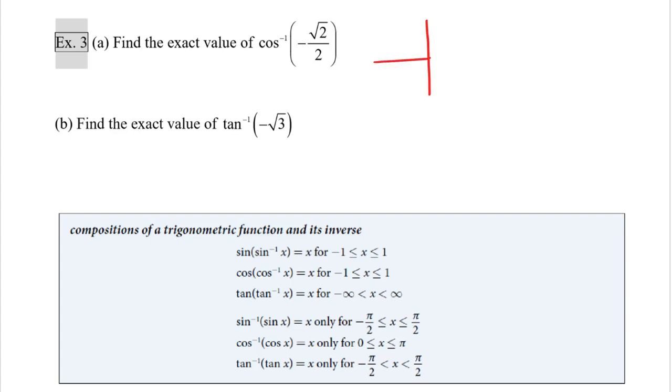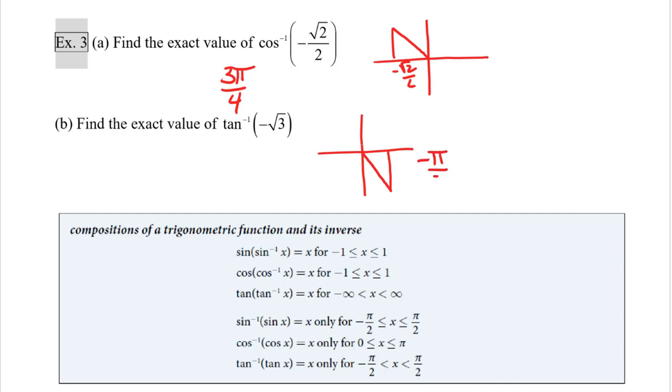Example 3, find the exact value of the inverse cosine of negative root 2 over 2. Well, this is a negative input, so our answer has to be in quadrant 2. So I'm thinking about the angle in quadrant 2 that has a cosine equal to negative root 2 over 2. And that angle is 3 pi over 4. Part B, find the exact value of the inverse tangent of negative root 3. So inverse tangent of a negative has to be in quadrant 4. The reference angle that has a tangent equal to the square root of 3 is pi over 3. So to get a tangent equal to negative root 3, our answer has got to be negative pi over 3.